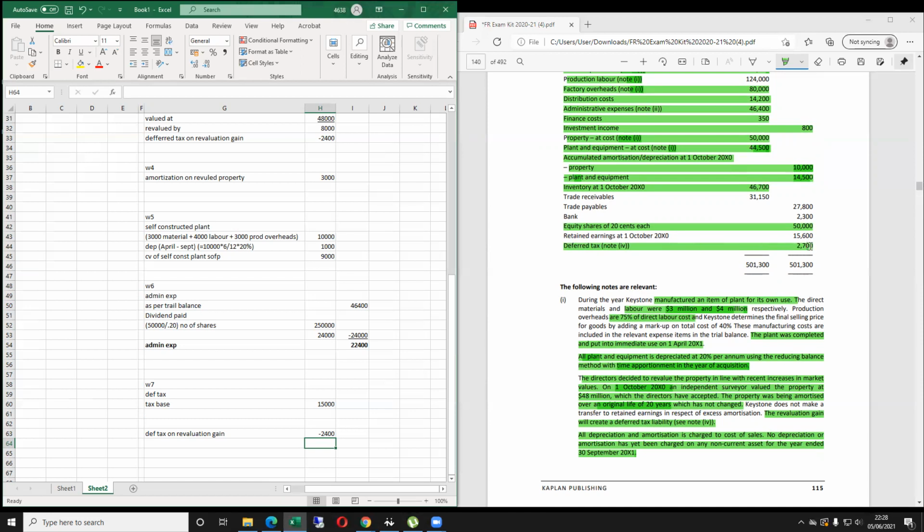So deferred tax is 2,700. See this. As per the trial balance, deferred tax is 2,700. Okay, let me see this. And this tax base is 15 million, and we need to take this. Let me see how much it is coming to. This plus this is 25,300. Oh, tax base. Oh, yeah. So this is our tax base.